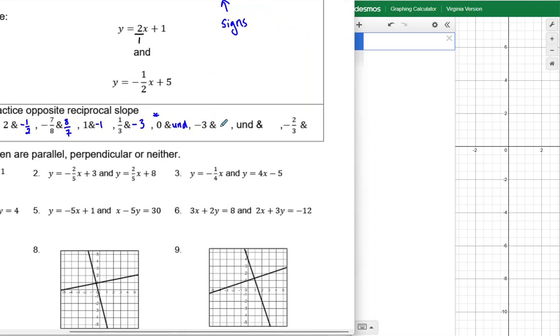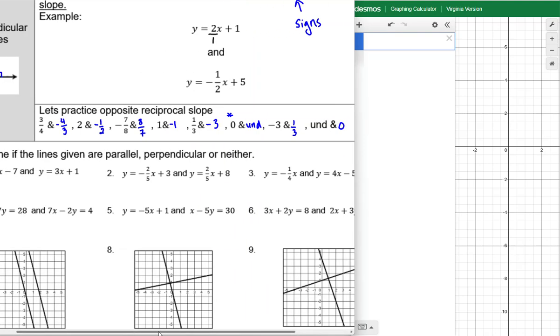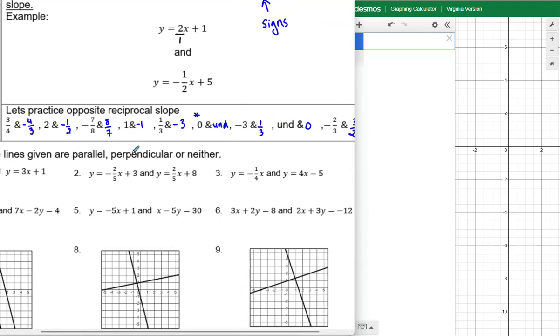All right, so negative would be positive, and then 3 is over 1, so it'd be 1 over 3. And then again, if it's an undefined slope, the perpendicular slope would be 0. And then negative would be positive, 2 over 3 would be 3 over 2, okay? So those are the opposite reciprocals to get perpendicular lines.